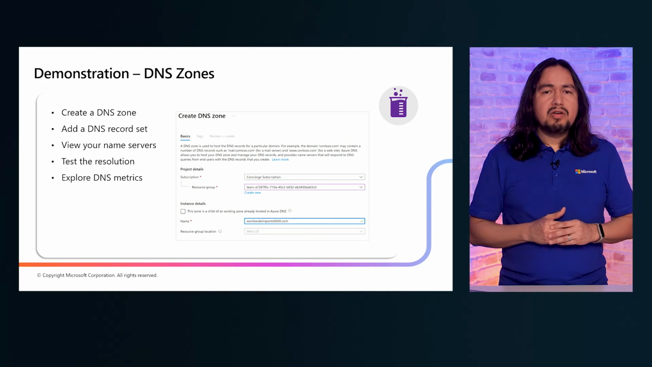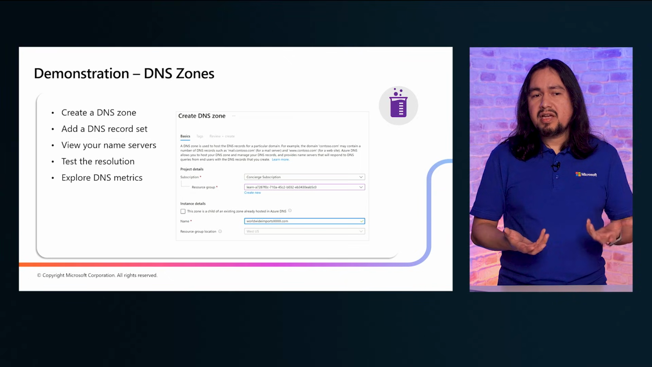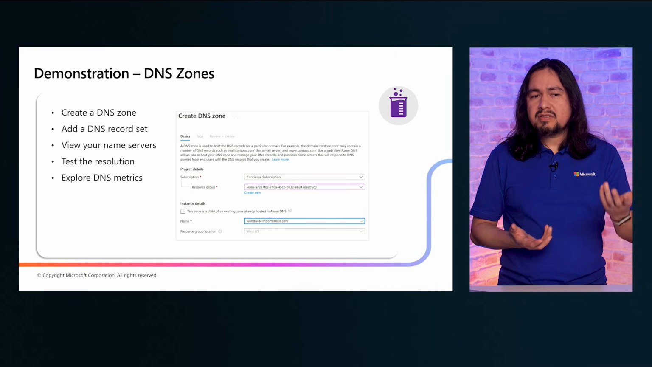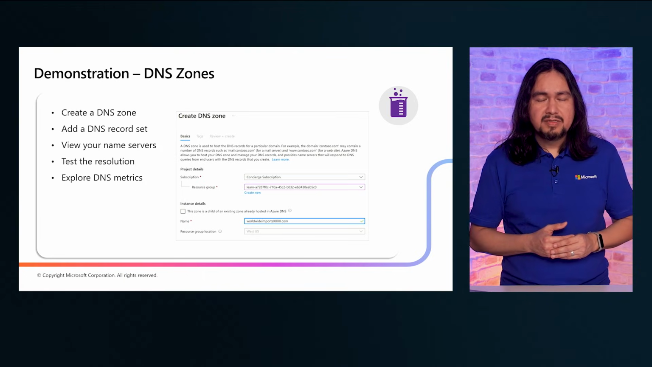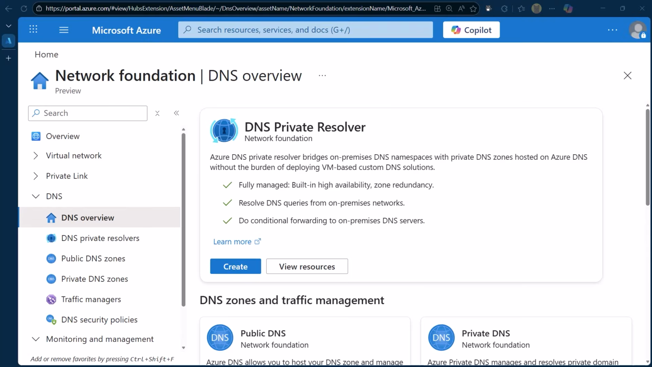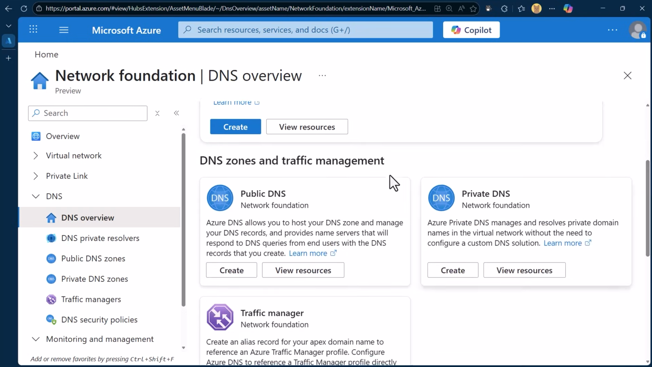So now let's take a look at how to create a DNS zone, add a DNS record set, view the name servers, test the resolution, and explore some of the DNS metrics. In this demo, we're going to create a public DNS and a private DNS zone. Here we are at the Network Foundation blade. At the DNS overview, we see the DNS private resolver that we're going to cover in a bit. But for now, let's create the first public DNS zone.